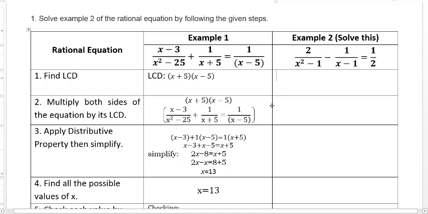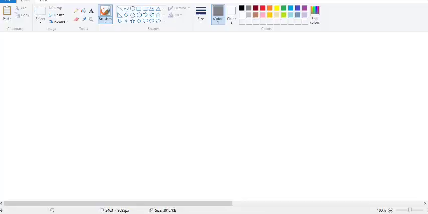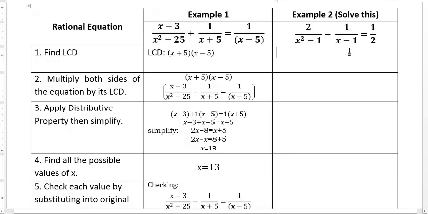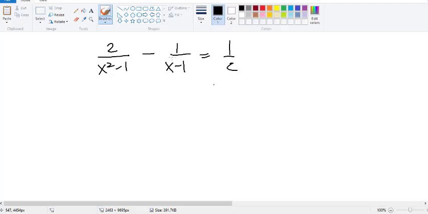So anyway, isolve ko na lang siya dito para siguro madali nating maintindihan. So yung original function natin is ano yun? Nakalimutan ko kaagad. 2 over x squared minus 1, minus 1 over x minus 1 is equals to 1/2. Am I right? Okay. So anyway, ang una daw is find LCD. So para mahanapan natin yung LCD, itong part na to, no? We know that this is a difference.